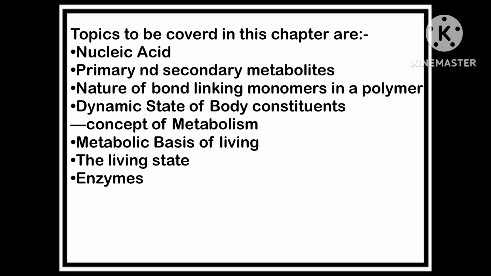We have a few topics left to be covered in this chapter, which are as follows: nucleic acid, primary and secondary metabolites, nature of bond linking monomers in a polymer, dynamic state of body constituents, which is the concept of metabolism, and metabolic basis of living, the living state, and enzymes. So let's begin with each one of them one by one.